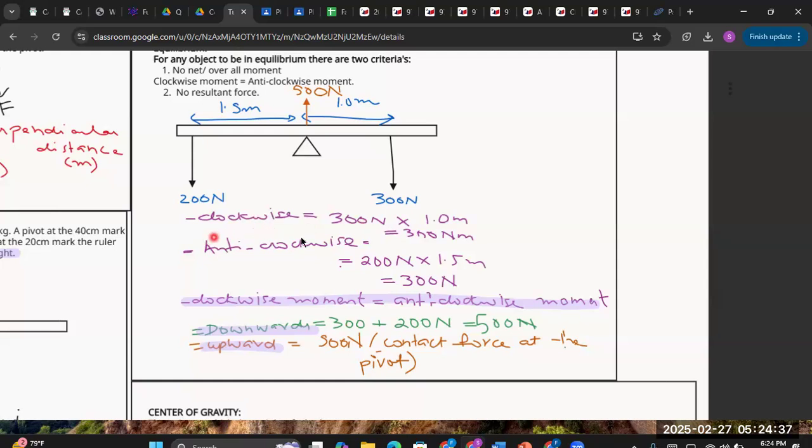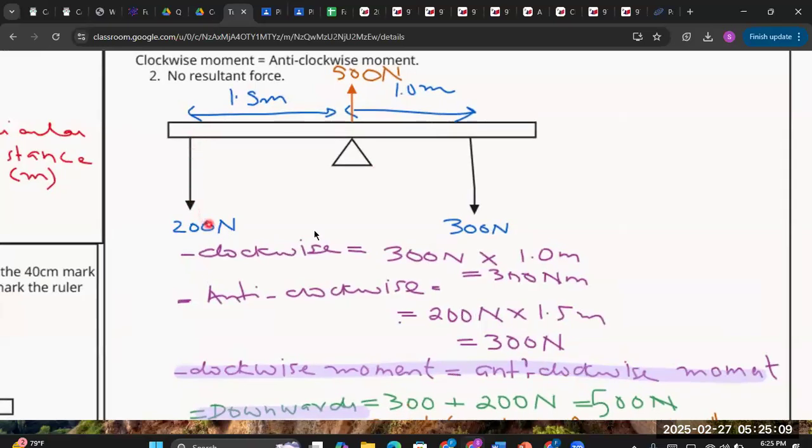Let's see. We are going to check first of all the clockwise moment and anti-clockwise moment. How do you check for clockwise and anti-clockwise moment? First thing is you have two forces that are acting downwards. We have to figure out which force is clockwise and which force is anti-clockwise. The way you figure it out, Hajra, is follow the arrow down and then turn towards the pivot. So the force is going down, I move my arrow down and then turn towards the pivot. So this is anti-clockwise. And this one, follow the arrow down, turn towards the pivot, will be clockwise.